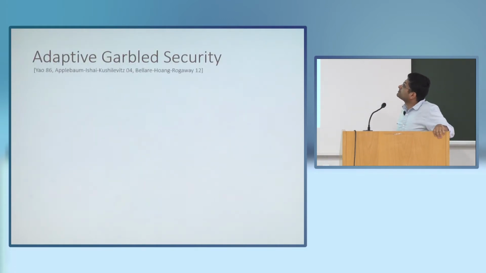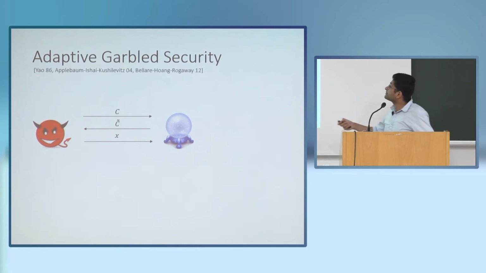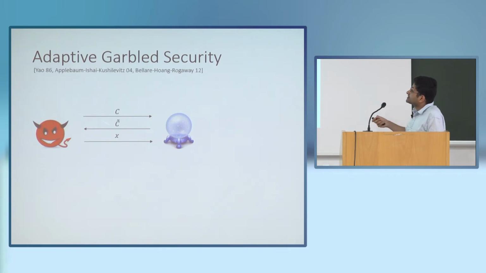Okay, so the next open problem is adaptive garbled circuits. In a garbled circuit, in the adaptive setting, we have an adversary and a challenger. The adversary gives the challenger a circuit C. The challenger garbles this circuit into C tilde and gives it back to the adversary. The adversary comes back with an input X, and the adaptivity is in the fact that X could depend on the garbled circuit that was just provided. And the challenger generates the garbled input and gives it back to the adversary.